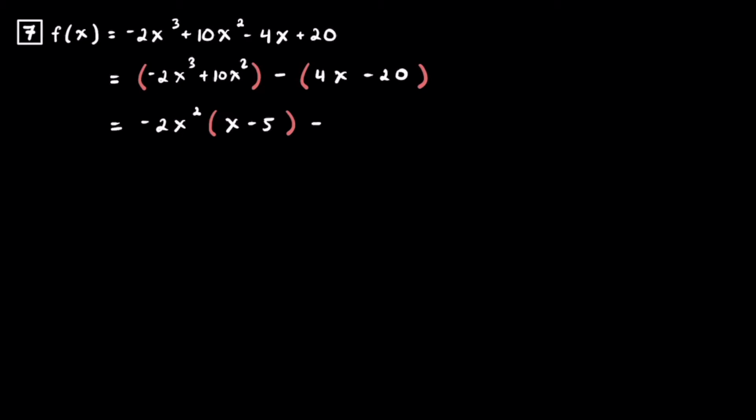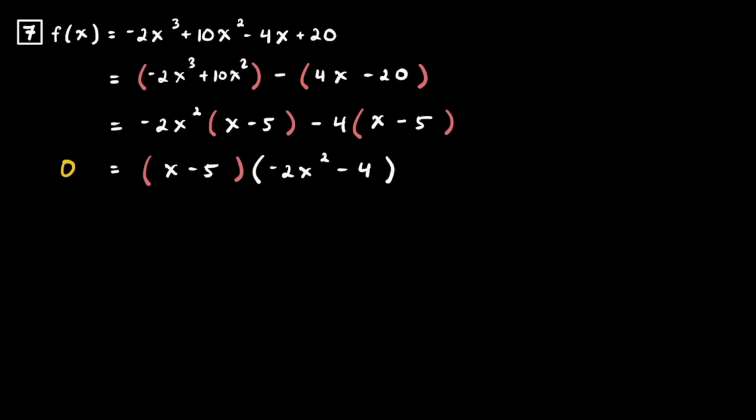And for the second grouping, let's factor out a 4, and let's see what would be left over inside. I think it's going to be x and then minus 5. Seeing as how both of these terms have x minus 5, we can go ahead and factor that out as the GCF. So we're going to have x minus 5 out in front, and what would be left is going to be this negative 2x to the second power minus 4.